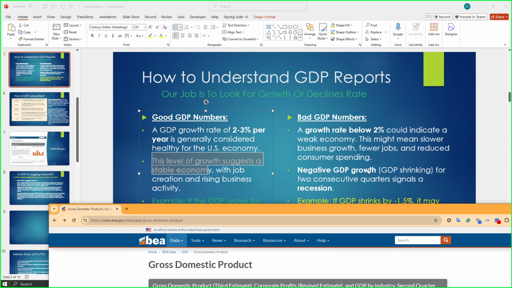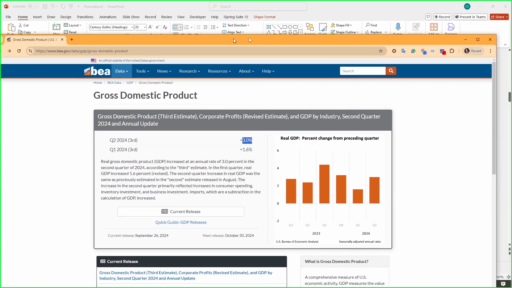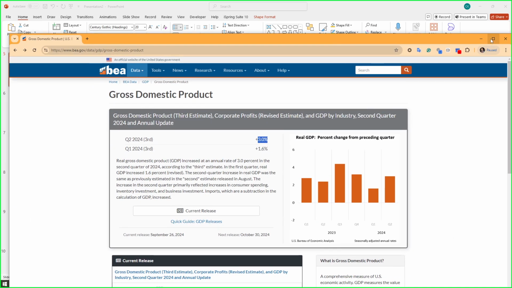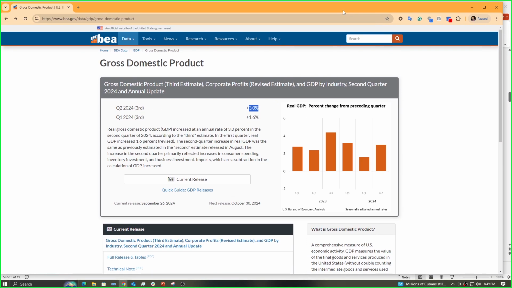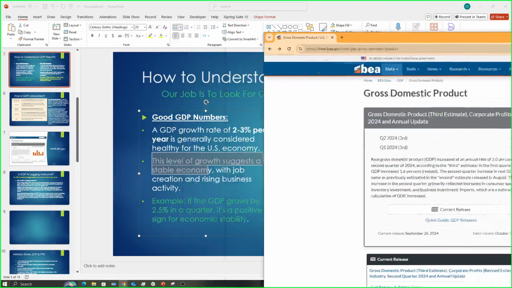So the thing is, with job creation and rising business activity. Now, rising business activity, we got. So one of the things that we got to look for with rising business activity is, have people been buying stuff? Best Buy, we get earnings coming up with those. All of these earnings about to come up, that affects the GDP.